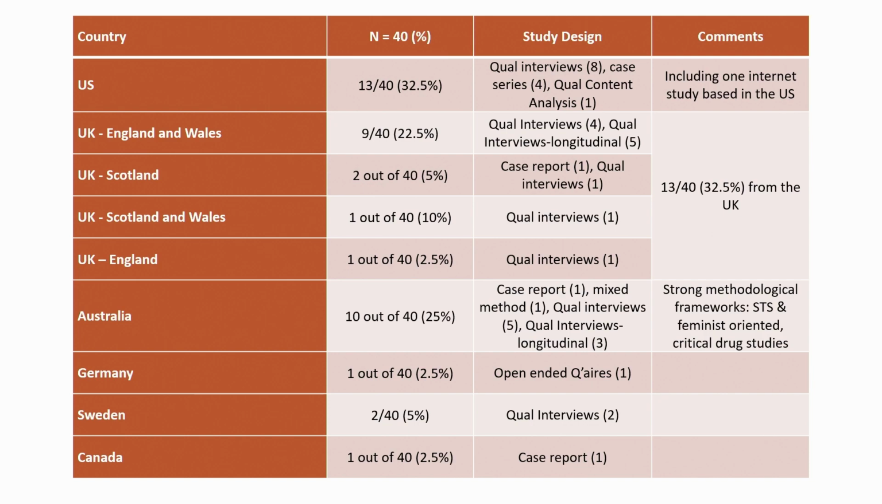Here are the 40 studies. They were all conducted in high-income countries, with most of them coming from UK, Australia and the US. 30 used a qualitative design using semi-structured interviews. 8 had a longitudinal design. 1 a randomised qualitative content analysis. 1 qualitative open-ended questionnaire. 7 case reports, and 1 was mixed method. And I guess the only other thing I'd note is that the Australian studies had a strong methodological framework, particularly science and technology studies, feminist-informed and critical drug study scholarship. And there were some from England and Wales that did the same.